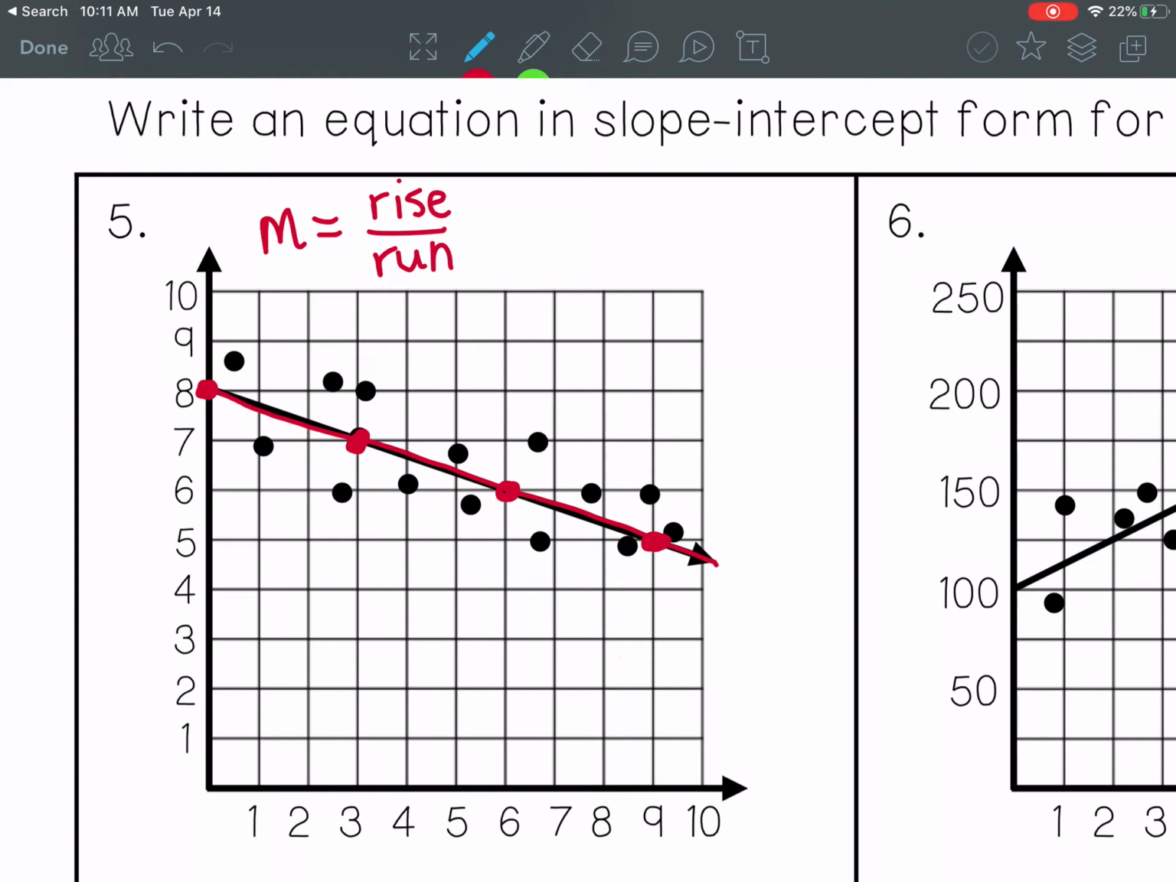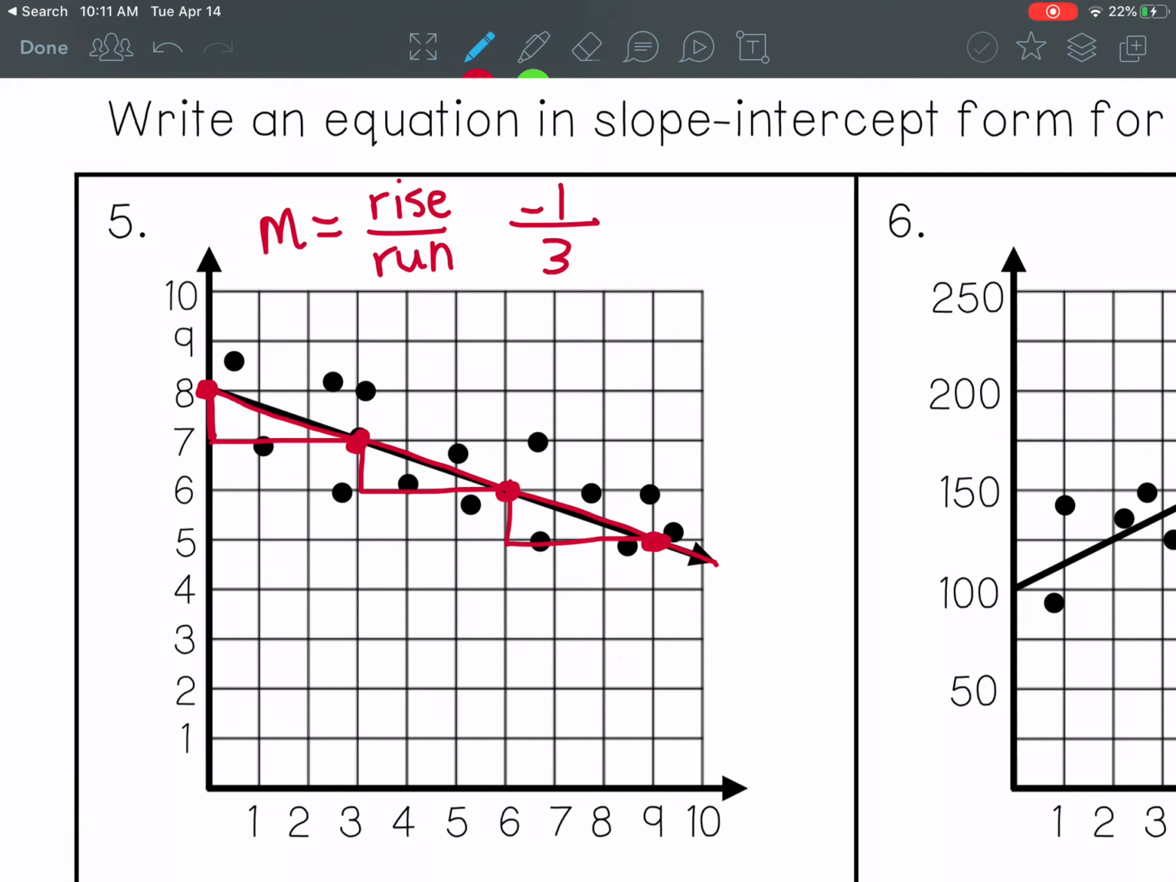So rise is how far do you have to go up or down. In this case, we're going down, so the rise is -1. The run, 1, 2, 3. So slope is -1/3. And we can do it on any of these points. Down 1, forward 3. Down 1, forward 3.